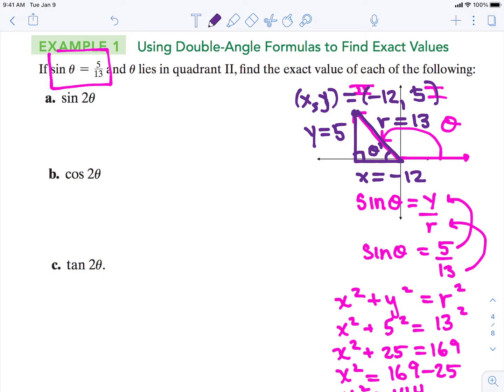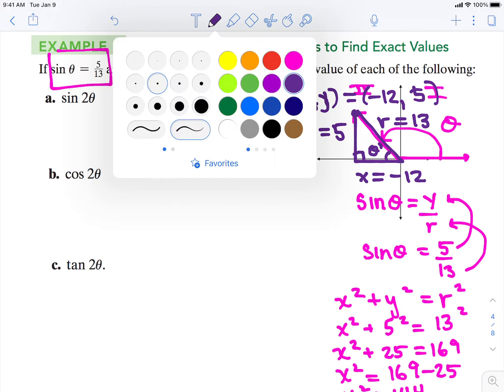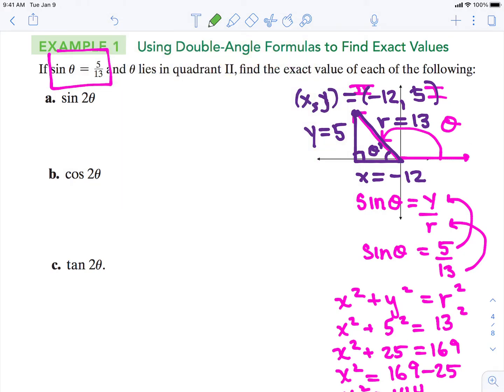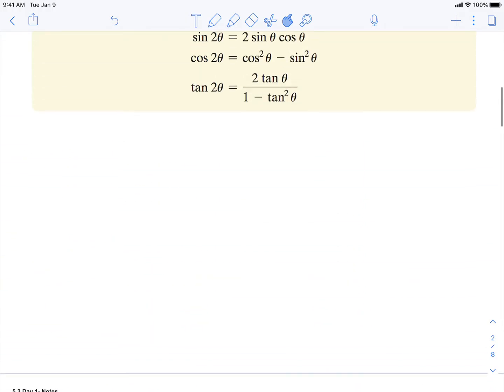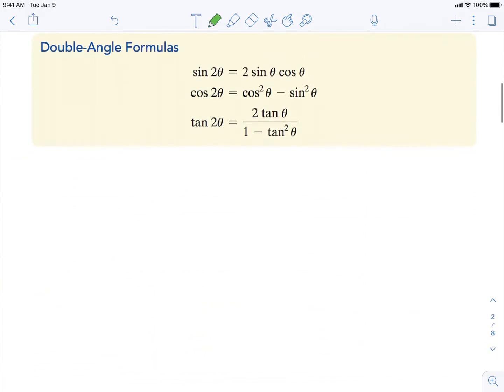All right, so we did those types of problems back in unit 4. What we're asking you to do is not to find the sine, cosine, and tangent, but to find those double angles when we multiply that angle by 2. So let's start off with the sine of 2 theta. We want to use our formula up above. So here is the sine of 2 theta. It's 2 times the sine of theta times the cosine of theta.